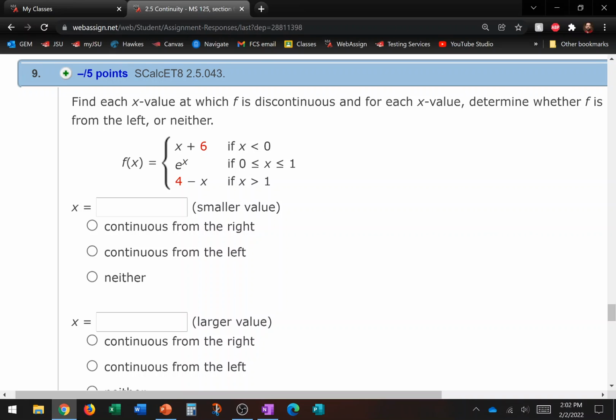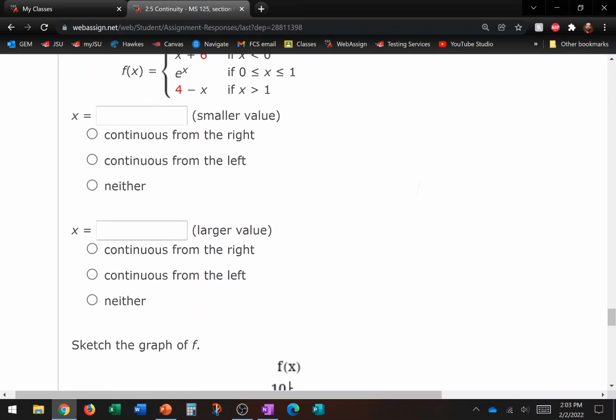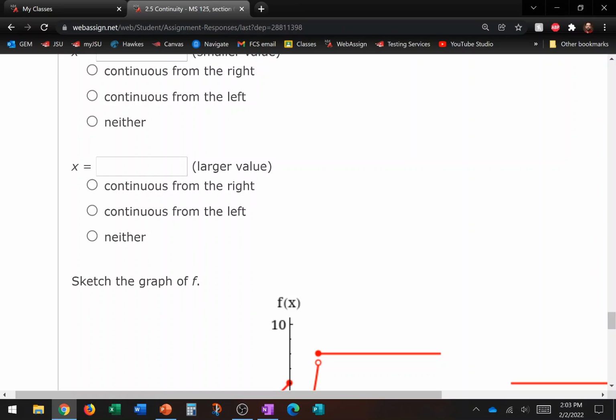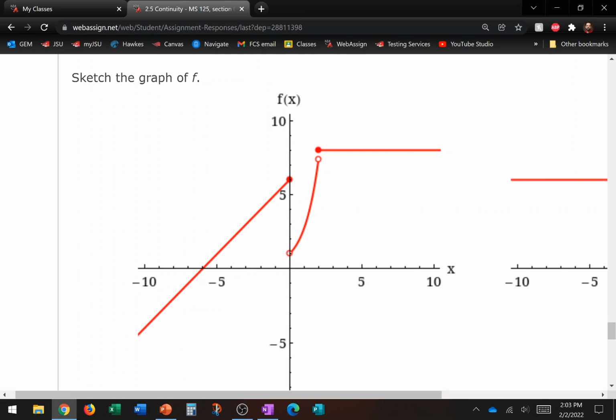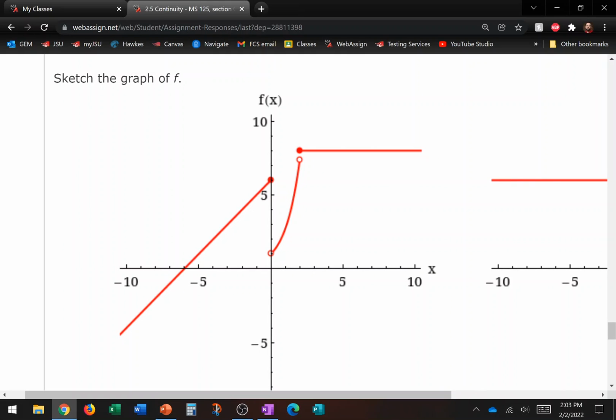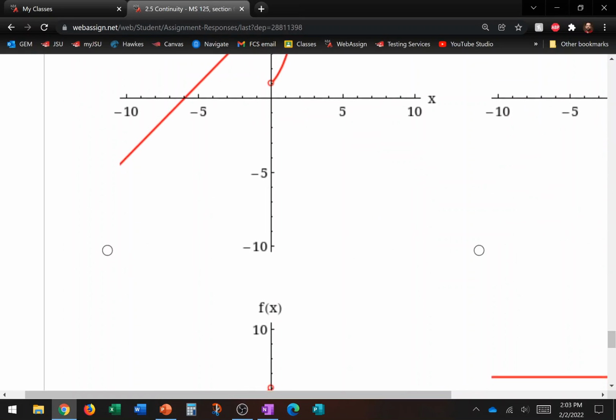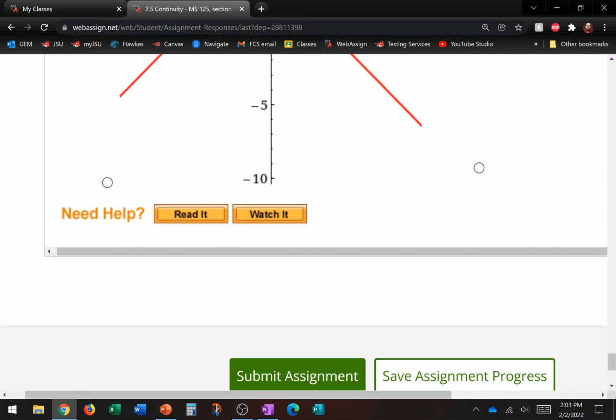That's some help. We won't work it. And then think about the other junction, like at x equals 1 there. And then you pick the graph. It's really not as bad as it looks.